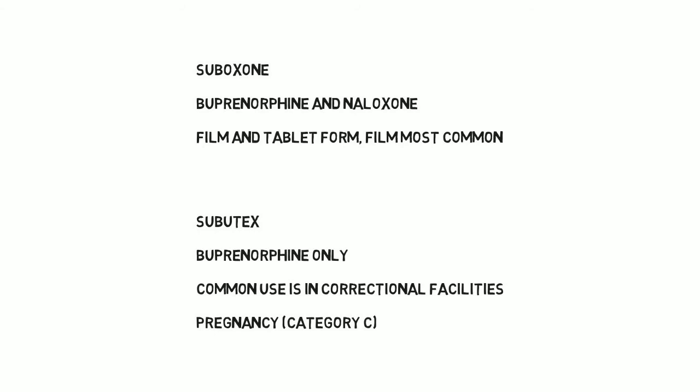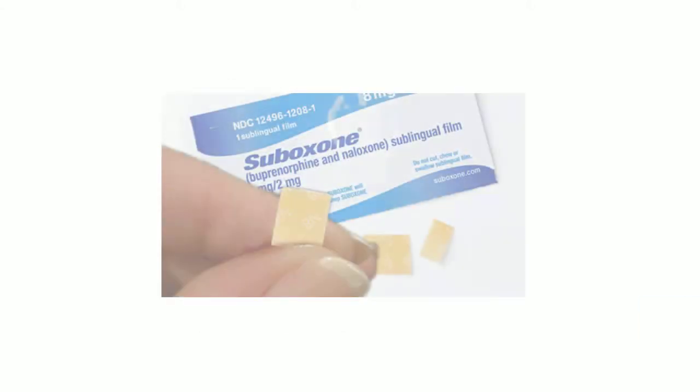There is another form of buprenorphine, which is just buprenorphine only. It's called Subutex, and we use that primarily in pregnancy. It's a Category C medication. And that's because naloxone has never been studied in pregnancy, so they were hesitant to include that in the treatment of pregnant opiate addicts.